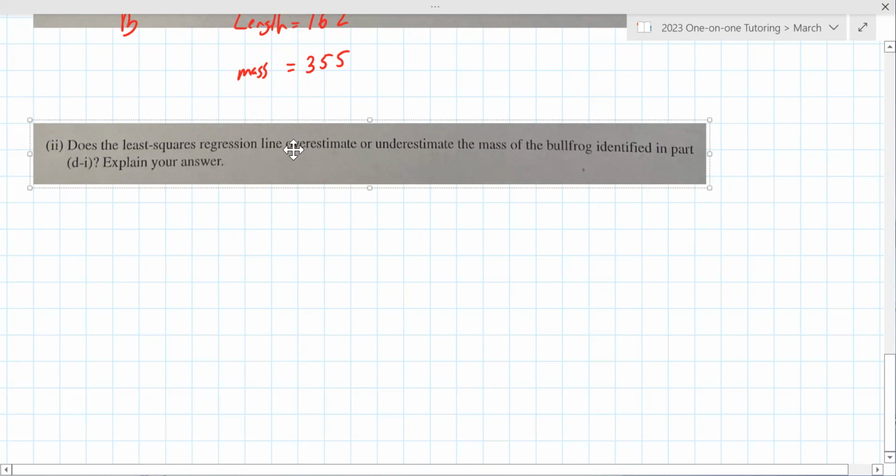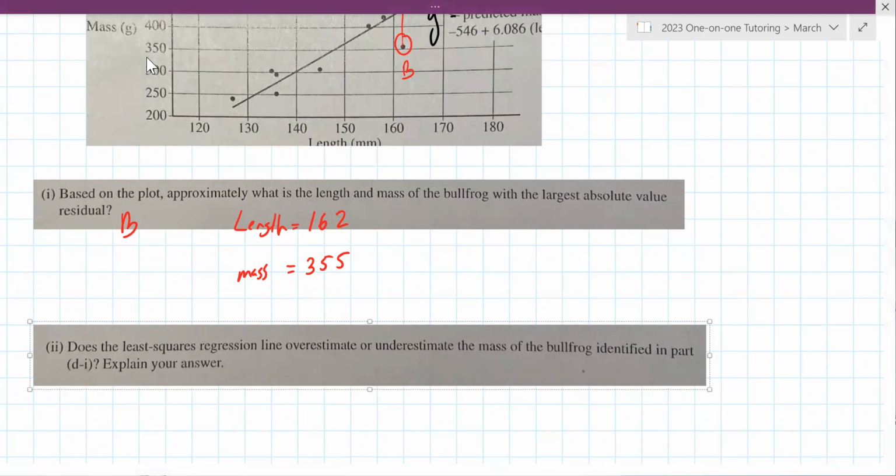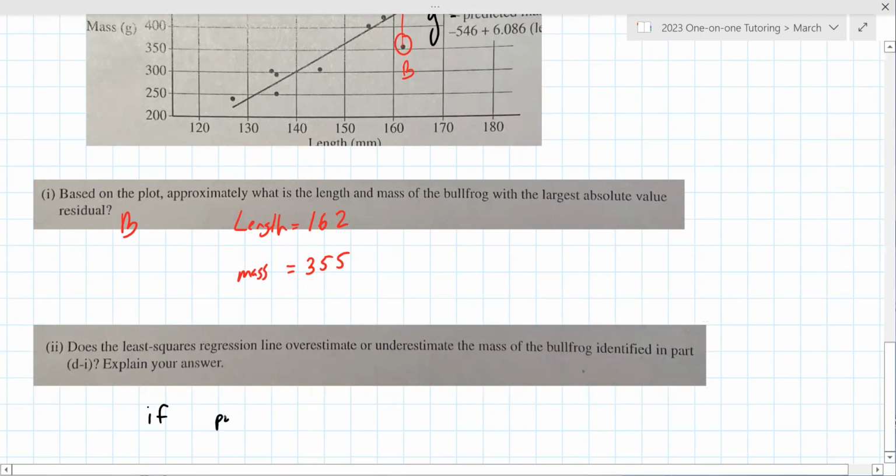Does the least squares regression line overestimate or underestimate the mass of the bullfrog identified in part D? It's kind of a complicated way of asking, is point B above or below the line of best fit? So if we can just make a broad statement, if the point is below the line, the line overestimates. And if it's above the line, that means the line underestimates it.